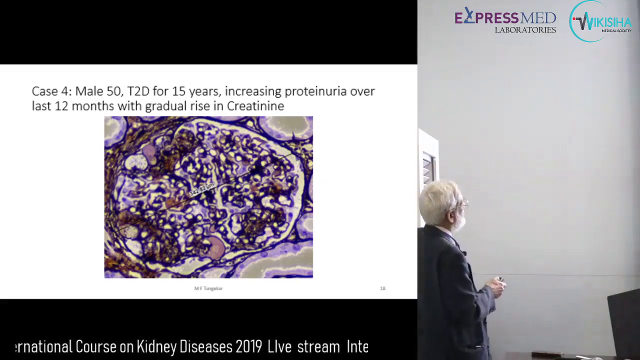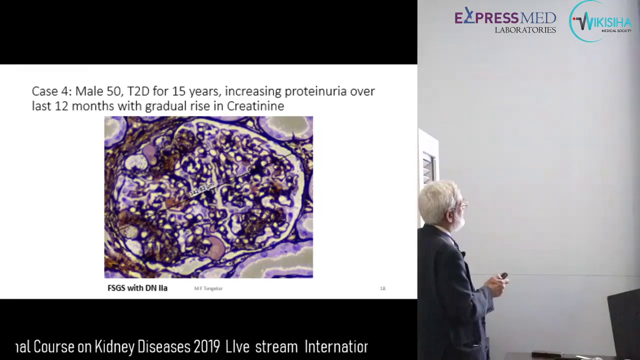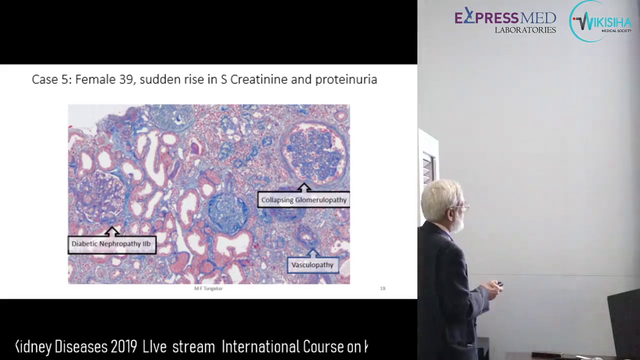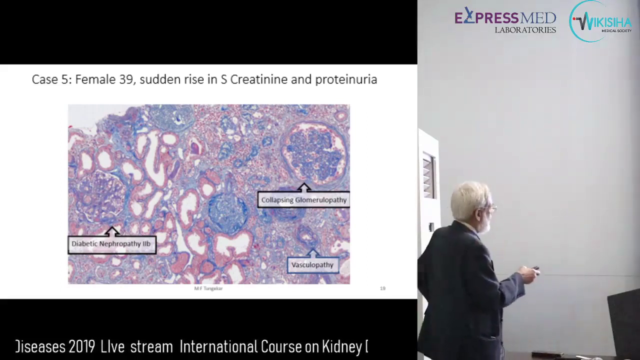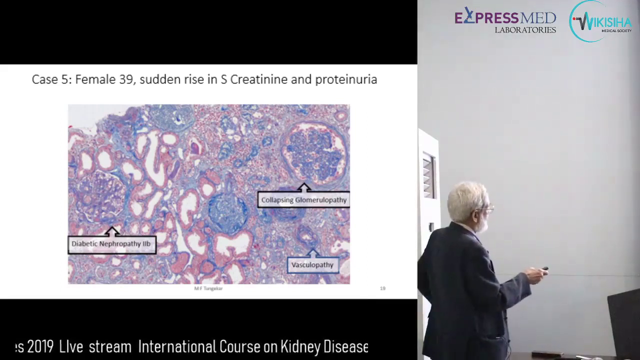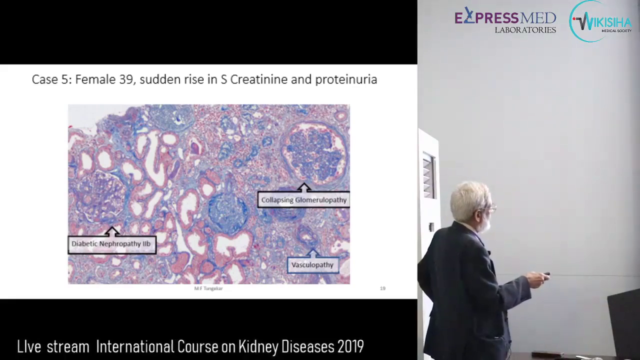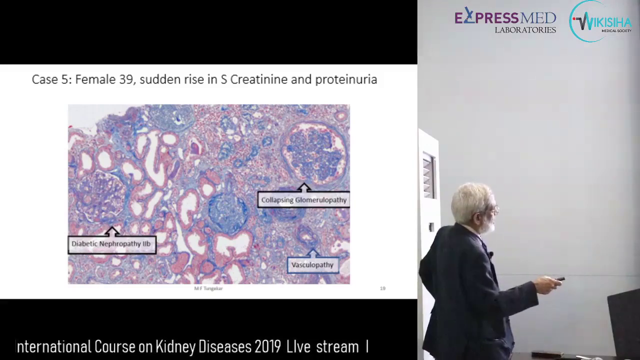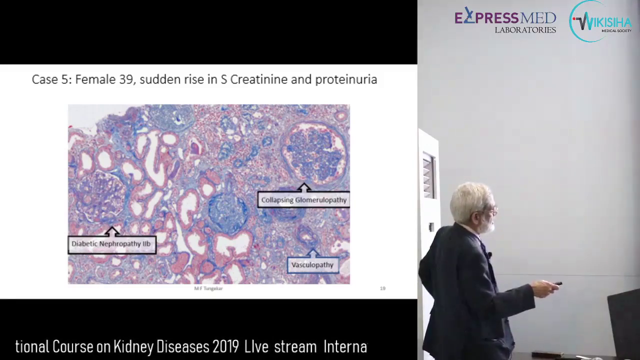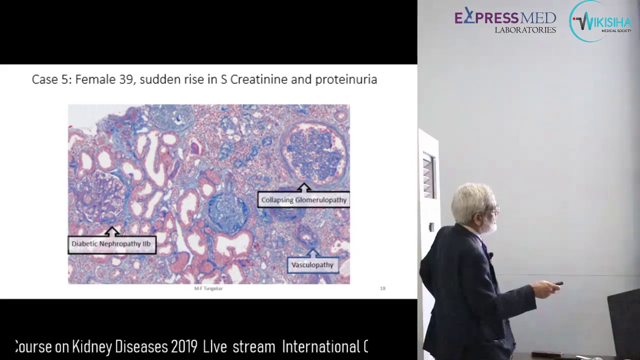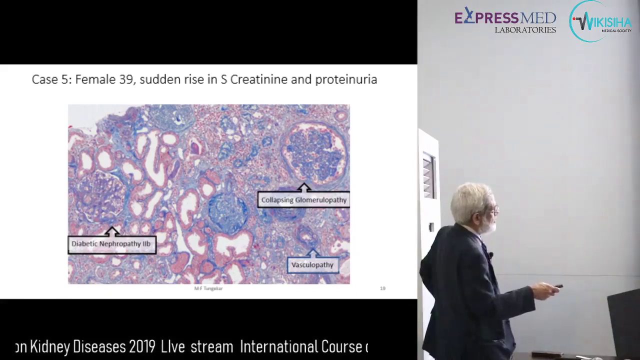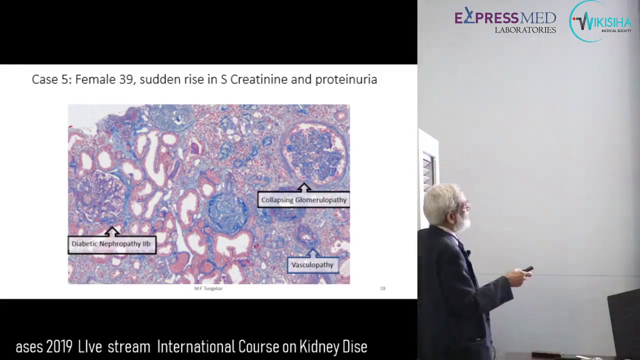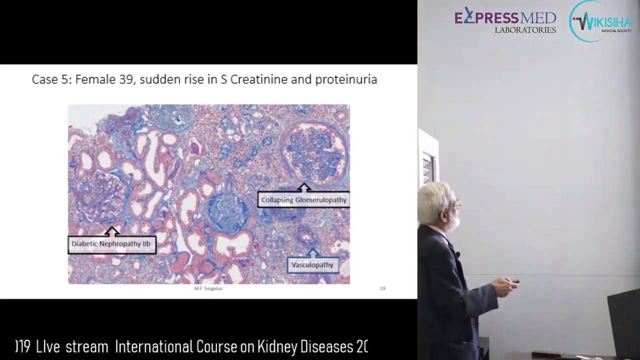Now, this was another case of a female of 39, with sudden rise in serum creatinine and proteinuria. I think she was type 2 diabetic, mentioned it there. Typical lesion of 2B. There is an increase in mesangial matrix, also collapsing, diabetic vasculopathy. So typical collapse with podocyte hyperplasia. You had a creatinine rise as well as proteinuria.